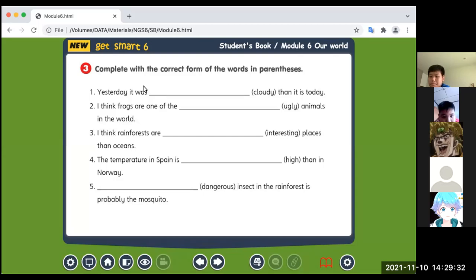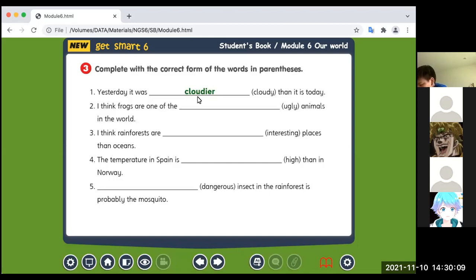How many syllables does it have? Two. What is the ending? Y. So what would we do? Is it comparative or superlative here? Comparative. So what should be here? Cloudier. Yes. Yesterday it was cloudier than it is today.